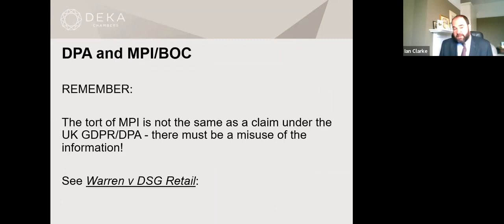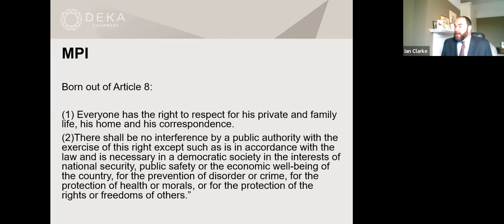And Warren says some very interesting things about MPI and BOC. It's important to remember that those torts are not the same as a claim under the UK GDPR or the DPA. There must be a misuse of that information, and this led the claimant into some difficulties. We've already had some questions submitted to us, and I noticed that one of the requests was to deal with misuse of private information and breach of confidence. It's a whopping great big subject, so we can't do very much of it today, but it's worth bearing in mind what misuse of private information is.